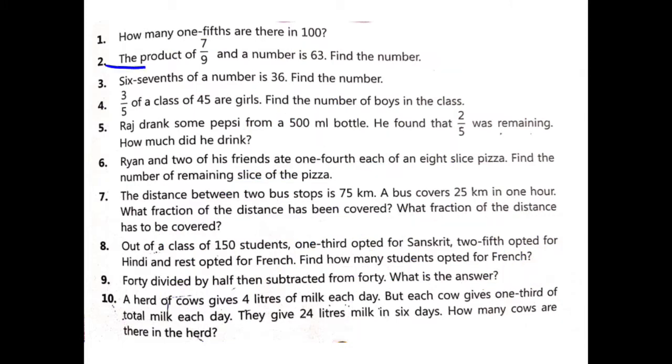Read the statement for the second question. The product of 7 upon 9 and a number is 63. Here they have given the product. Product means multiplication; the result of multiplication is the product, of 7 upon 9 and a number. 7 upon 9 और किसी number. हमें वो number नहीं दिया है, which we have to find, multiplied with 7 upon 9, is equal to 63. They have given us the result of multiplication, that is 63. So we have to find the number. Let us solve this question.